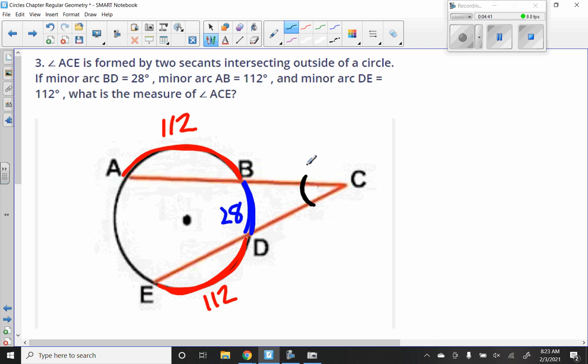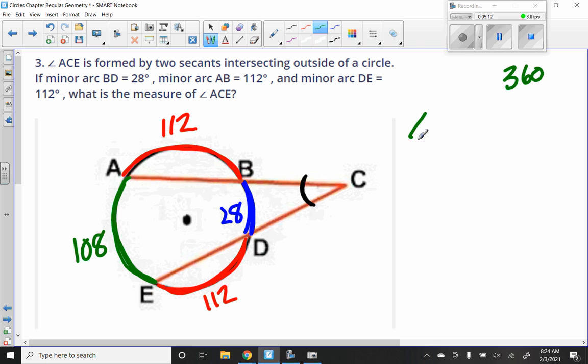Well, you should know by now, we've done circles long enough, this will complete the 360. So on my calculator, I'm taking 360 minus those 3 numbers: 112 twice and 28. So now I get 108. And I have what I need.